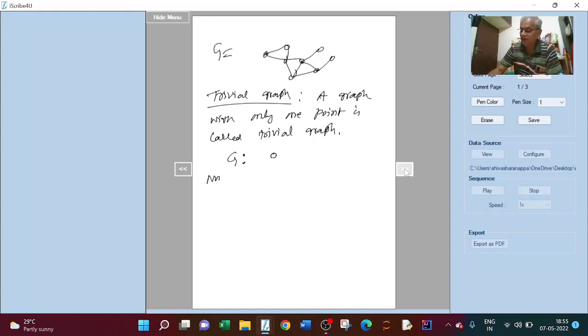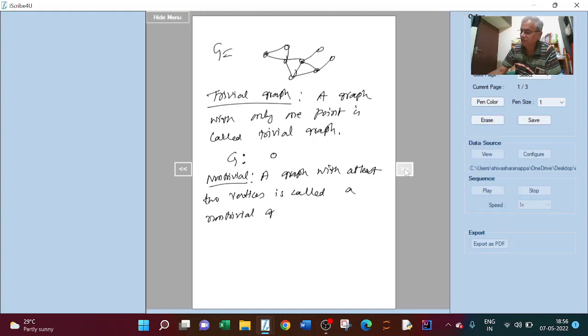And what about non-trivial? Non-trivial is a graph with more than one vertex. So a graph with at least two vertices is called a non-trivial graph. With only one point, it is trivial. With more than one point, it is known as a non-trivial graph.